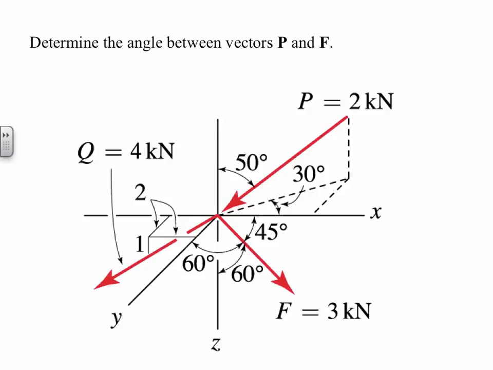In our first exercise, we would like to determine the angle between vectors p and f. This is the identical figure from the first of our exercises in section 2.3, so you may want to go back and look at your results from that problem and make a note of the three-dimensional vector representation of p and f. Pause the video now, and when you're ready to see one solution, resume play.